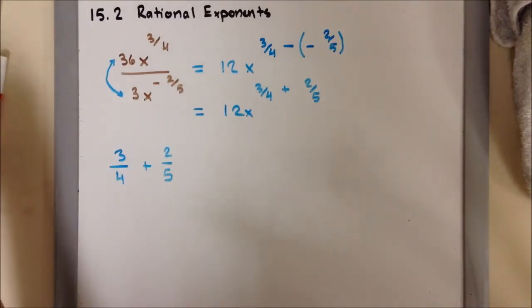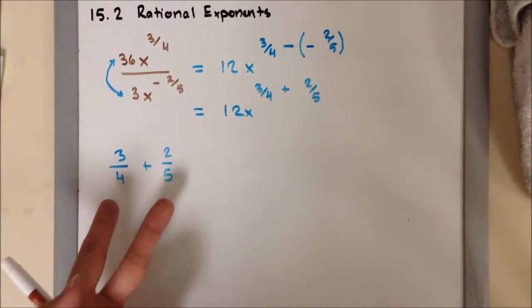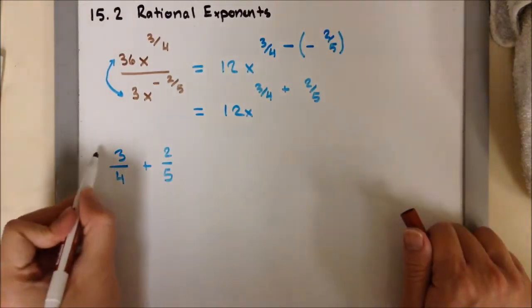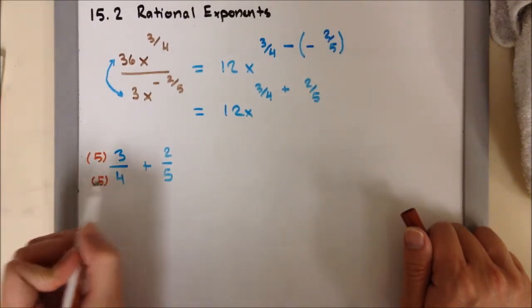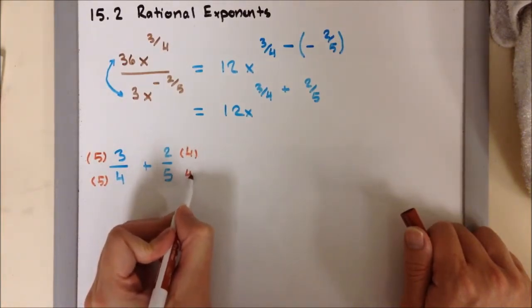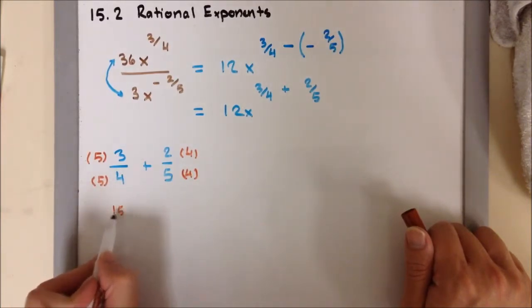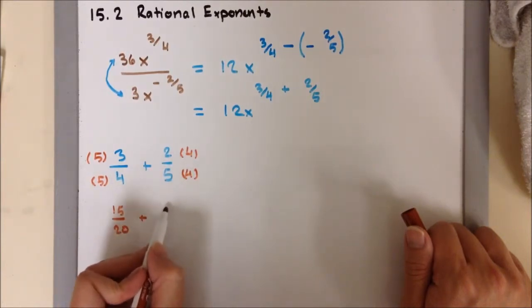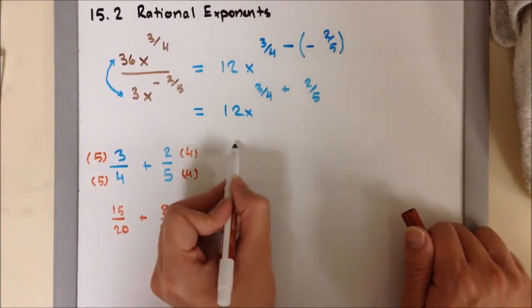Now, when we're combining fractions by adding or subtracting, we need a common denominator. The common denominator between 4 and 5 is 20. So I'm going to multiply the first fraction by 5. And on the second fraction, I'm going to multiply by 4 to get a common denominator of 20. So my first fraction will be 15 over 20 plus the second fraction, 8 over 20. So let's bring those fractions back over here.